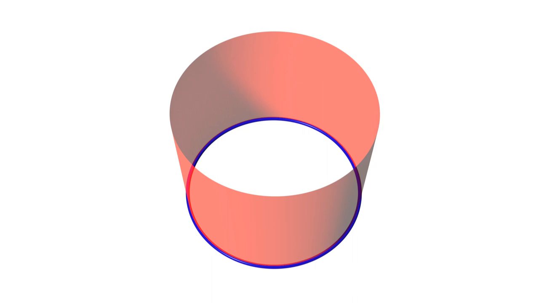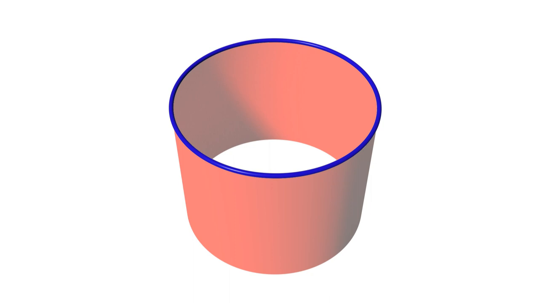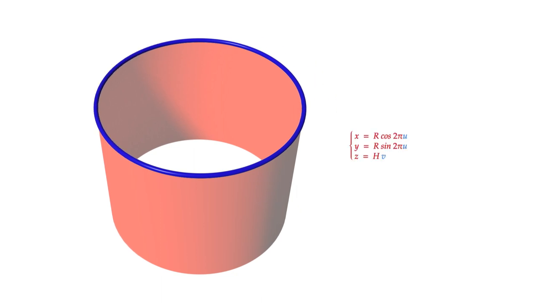Take the cylinder for example. It is essentially a circle traveling straight up. The formulas are easy as pie, no pun intended. The x and y formulas are the parametric equation of a circle with the radius r. The z equation is a straight line going from 0 to h.